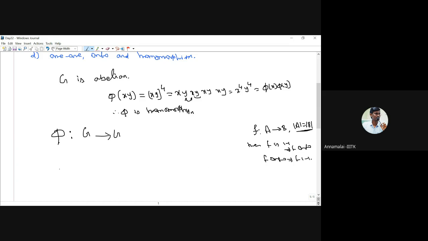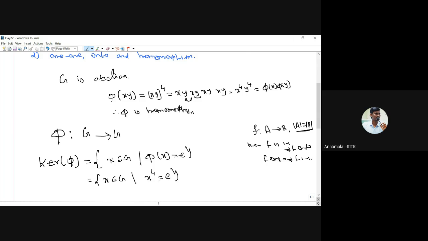Now we have to find what the kernel is. So what is the kernel of the function pi? By the definition, it is the set of all elements in G which map to the identity element, that is, pi of x equal to identity. So that is the set of all x in G where pi of x, which we defined as x power 4, equals identity. So x power 4 equals identity.